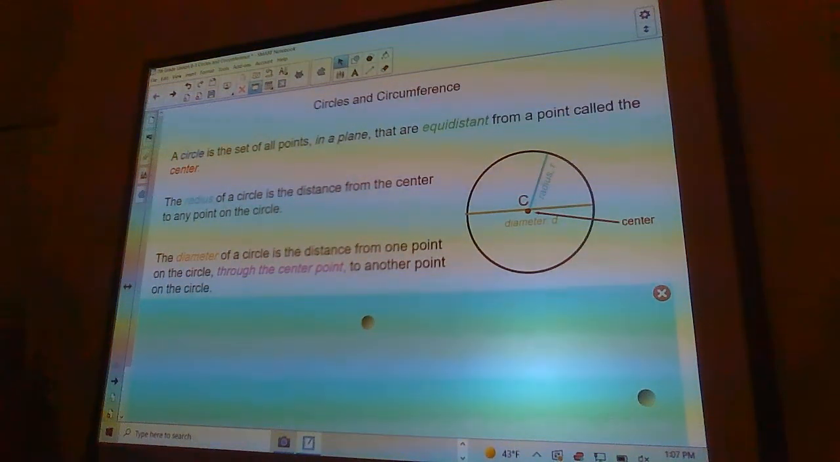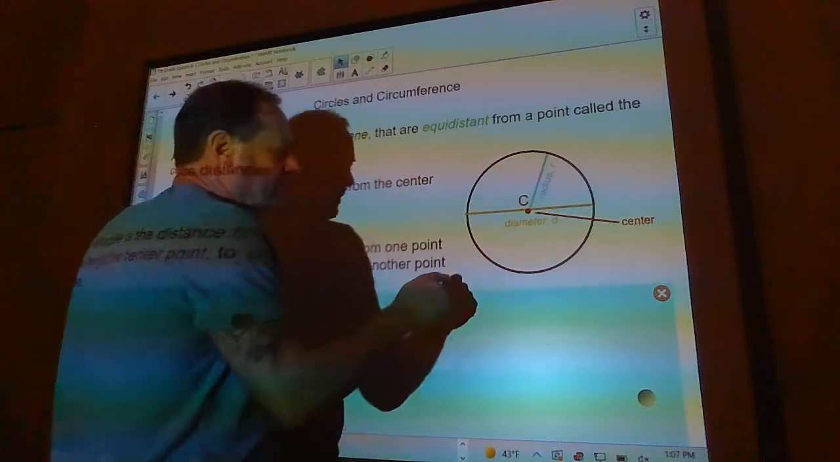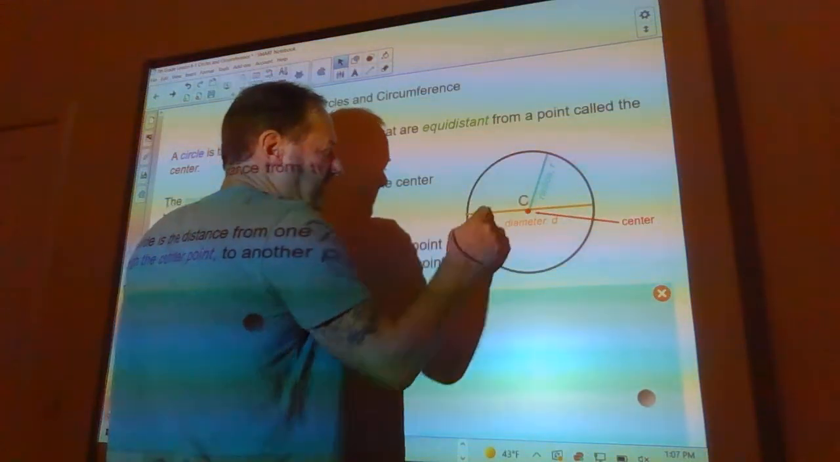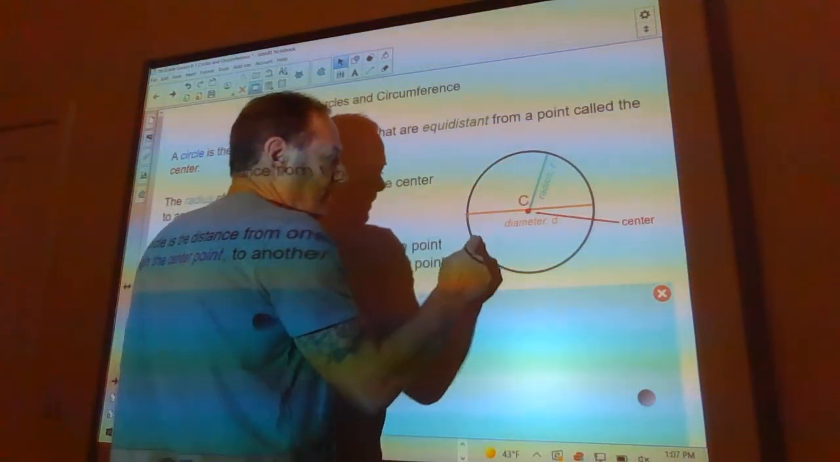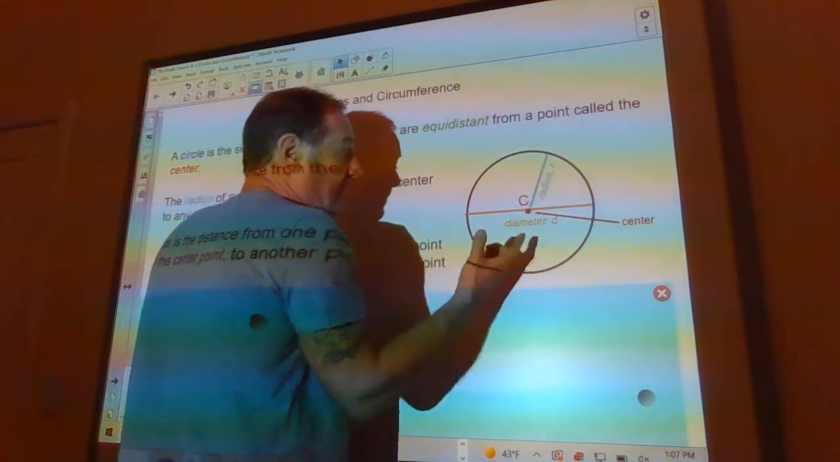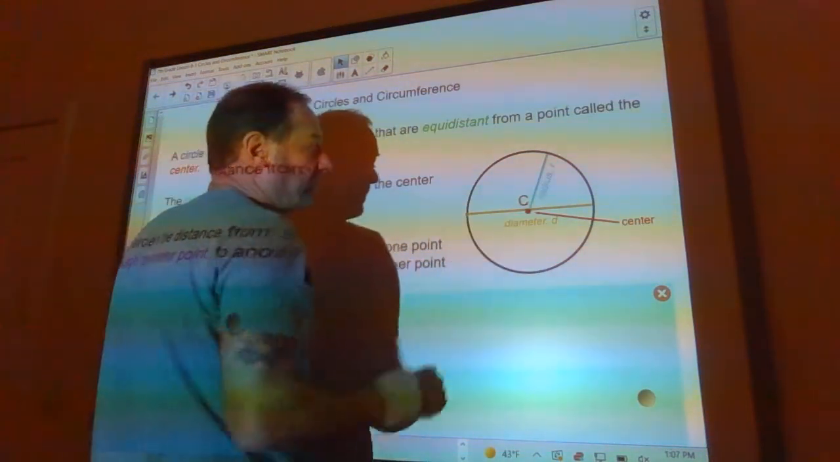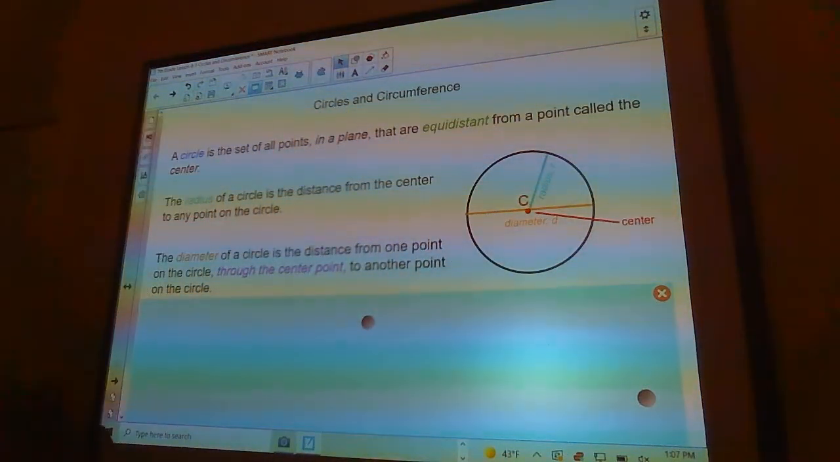Okay? The diameter of a circle is the distance from one point on the circle through the center point to another point on the circle. So you can't just go from like here to here. That's something else. It's actually called a chord. Okay, and the diameter is a chord, but the diameter is a chord that goes through the center point.